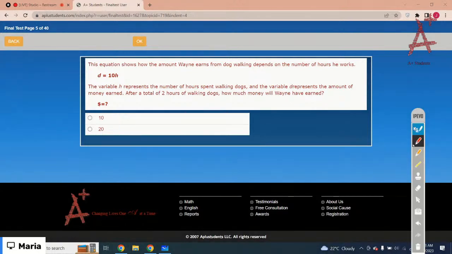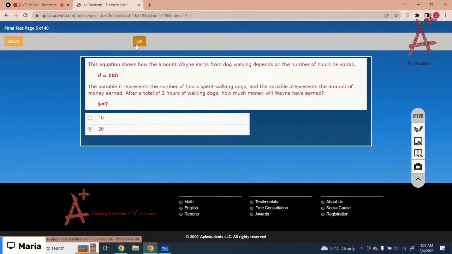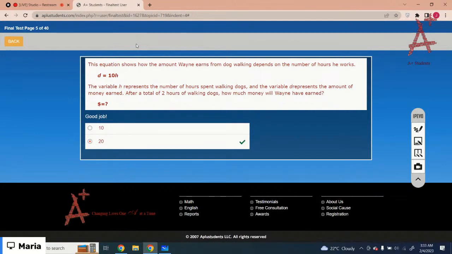So the time dog walking is 2 hours. Got it? h equals 2, just replace the value, 10 times 2. So 10 times 2 is 20. So the correct option is 20. Just select the correct option and click on the OK button.